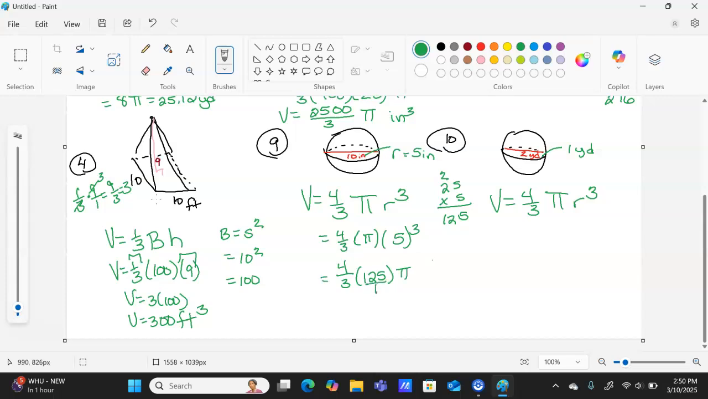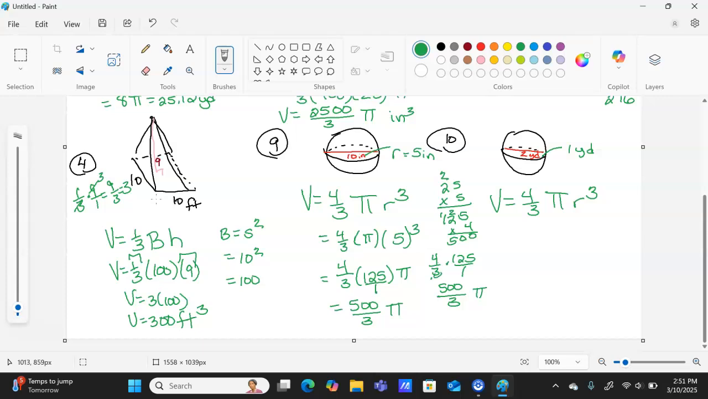So this is like this. So 4 times 125, 20, carry the 2, 8 plus 2 is 10, carry the 1, 4 plus 1 is 5. So I get 500 over 3 pi, and that's how we're going to record that one because this fraction right there is going to be a repeating decimal.